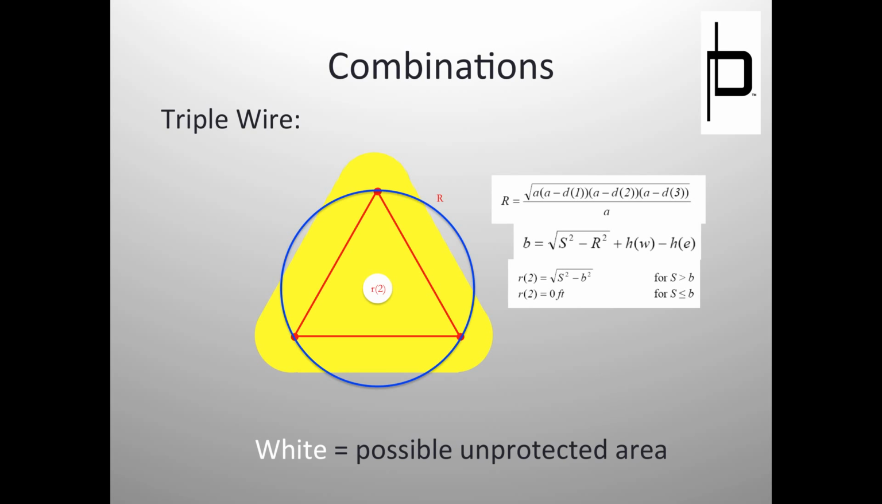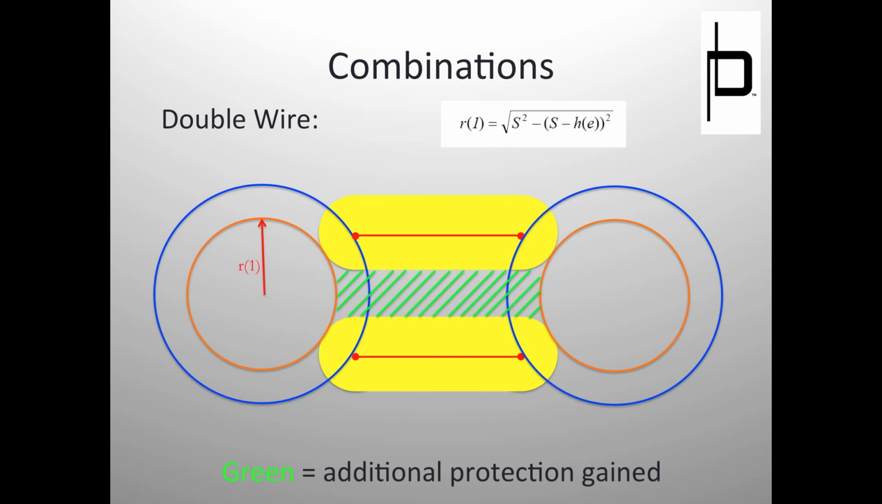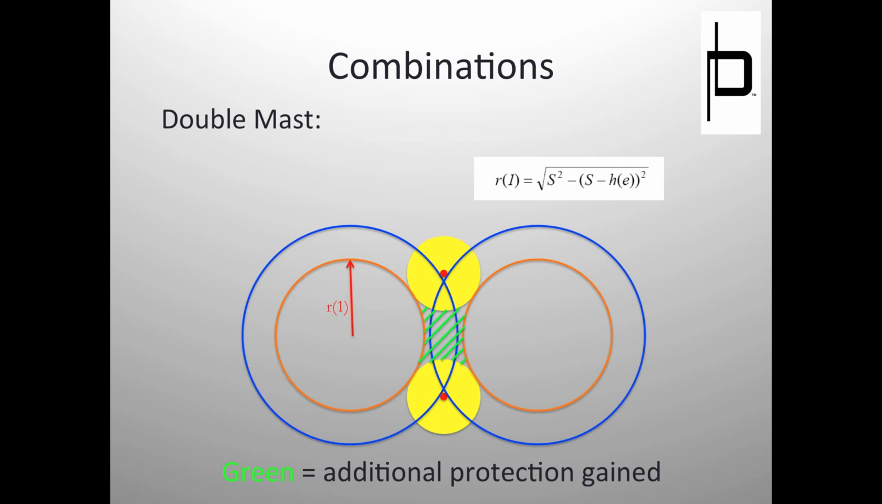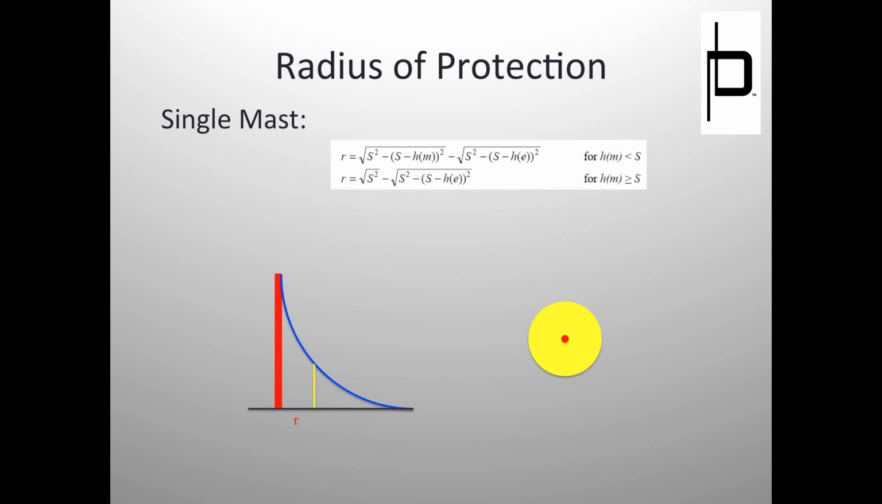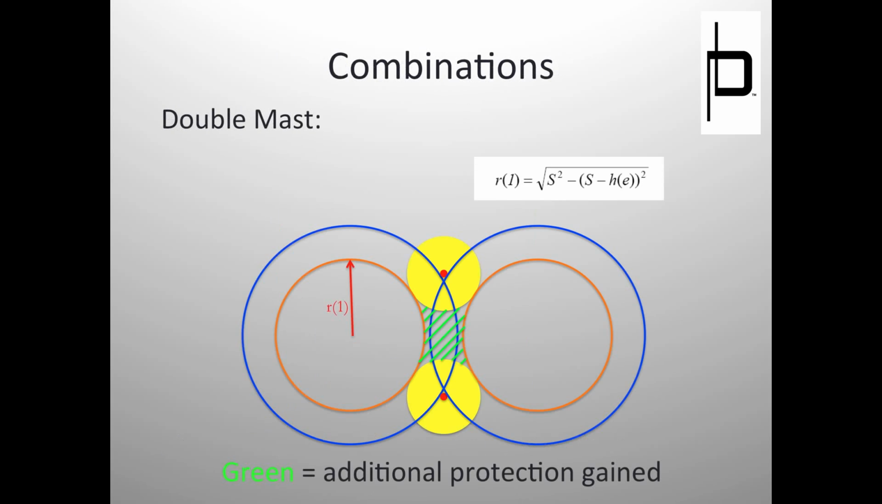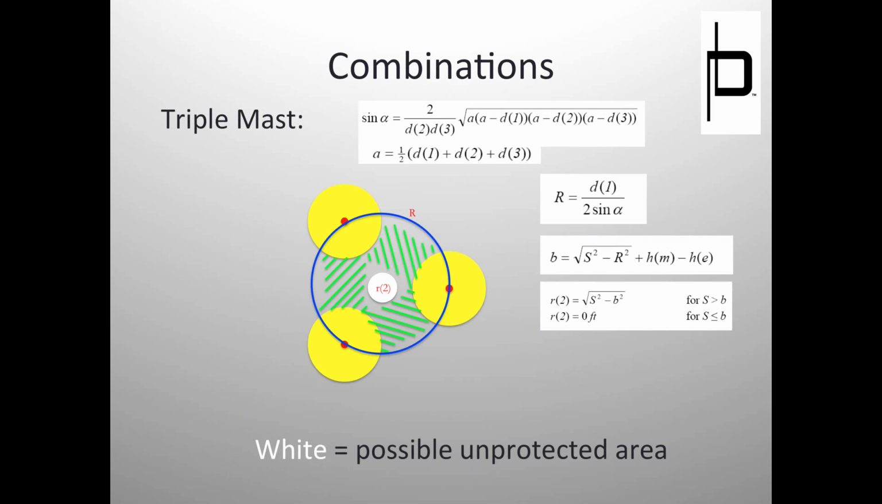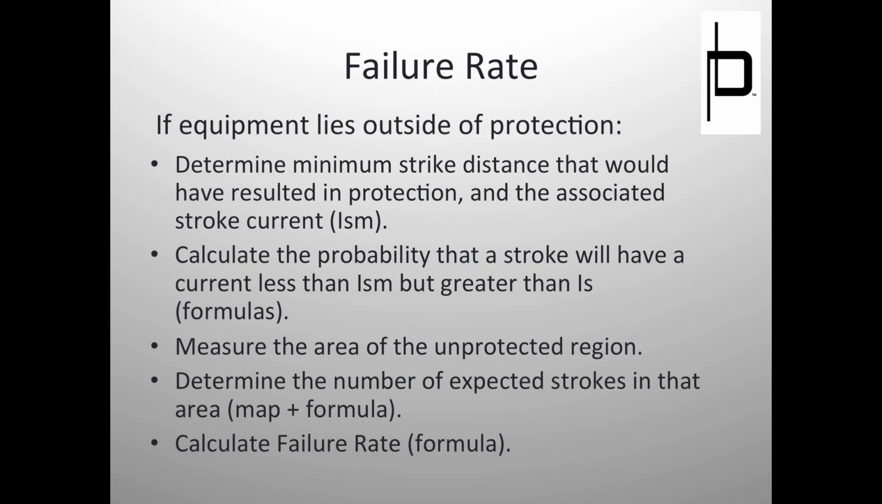So those are the combination protections, and you can see you get a lot of bonus protection when you use these combinations versus just the single wire and single mast here. Any additional questions about this section? No. All right. Well, with that, do you want to take a quick break? You want to continue? We can continue talking about failure rate. We can continue. Great.